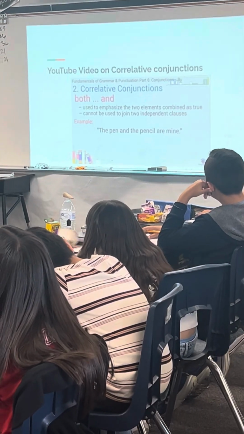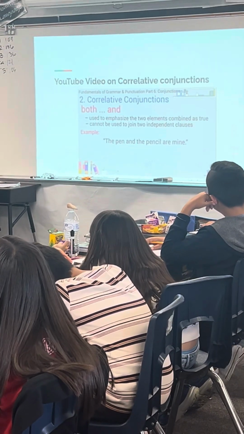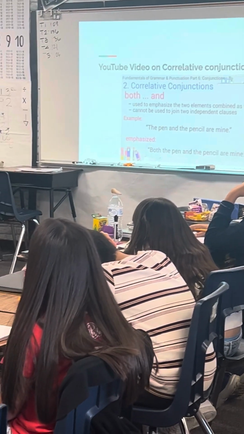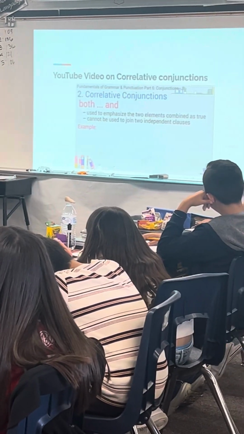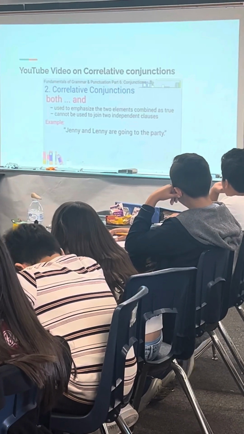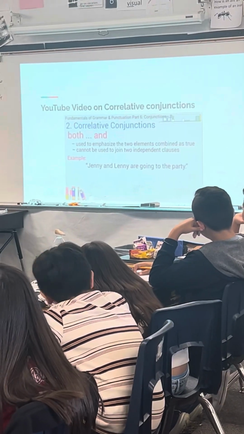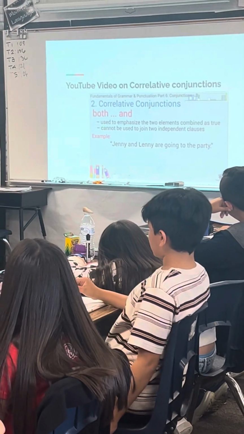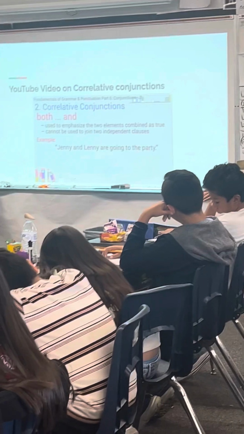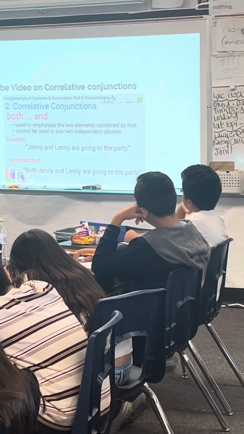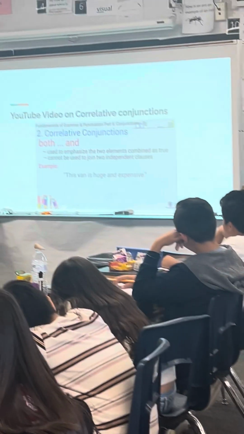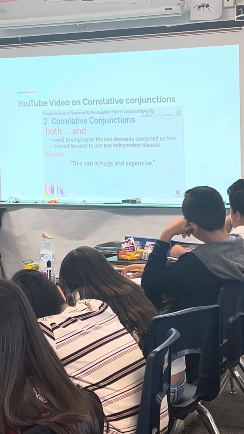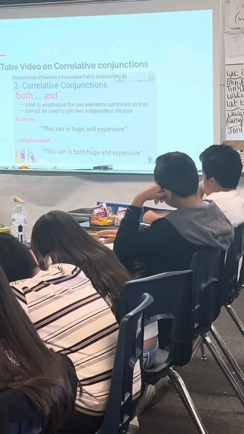But if I want to emphasize that these two things are mine, I can say, both the pen and the pencil are mine. Another example, I can write, Jenny and Lenny are going to the party. But if we want to emphasize that the two of them are going to the party, we can use both and. Both Jenny and Lenny are going to the party. This van is huge and expensive. To emphasize, we can say, this van is both huge and expensive.